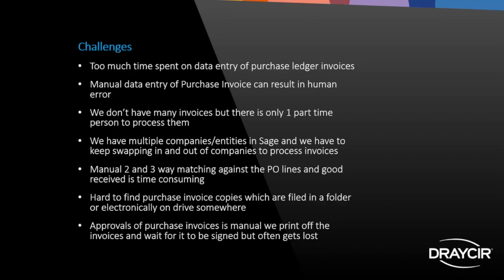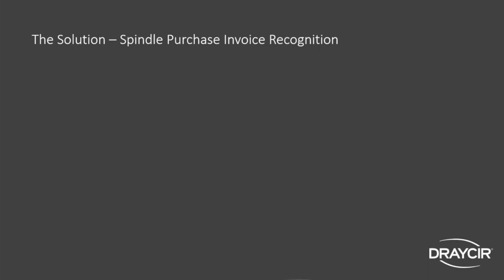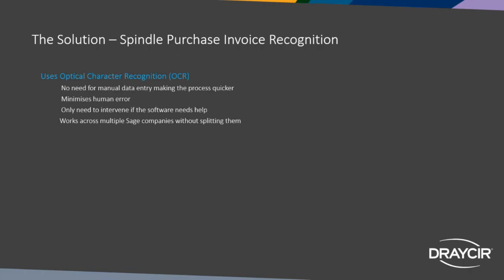So there's more challenges than is on the screen just there, but they are the vast majority of the ones we hear again and again and again. And is there a solution to cover all of those things? Yeah, there is. And that solution being Spindle Purchase Invoice Recognition. So it uses what we call OCR, optical character recognition. What this means is there's no more data entry of your purchase invoices, because the OCR software is actually going to read the data on your purchase invoice and then lift it out and fill in the boxes, if you like. That's exactly what it will do.